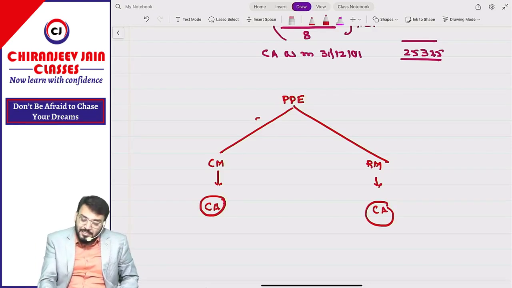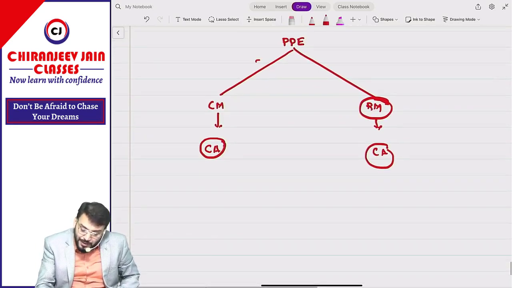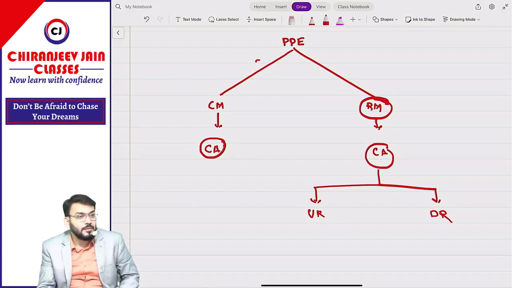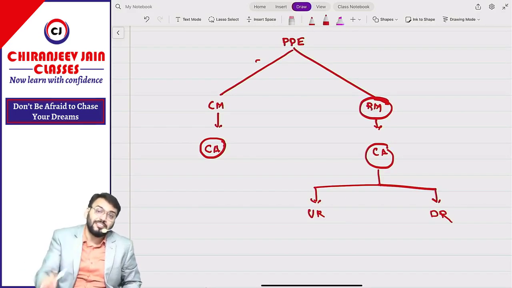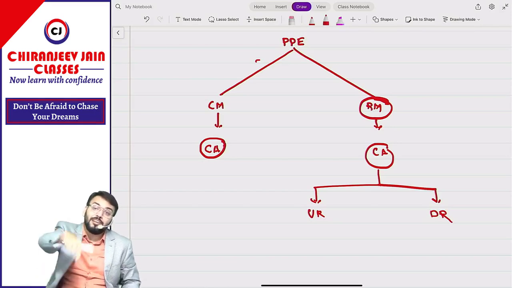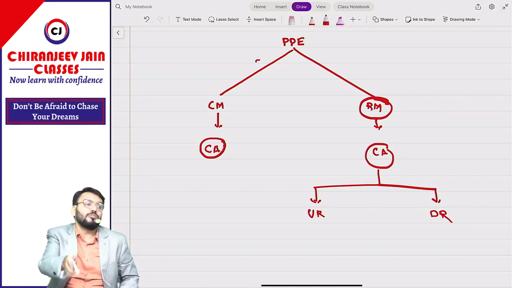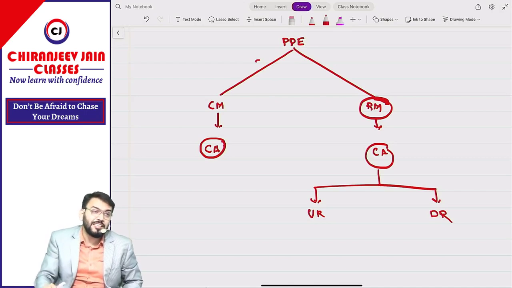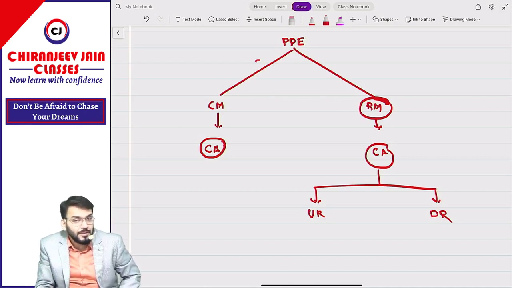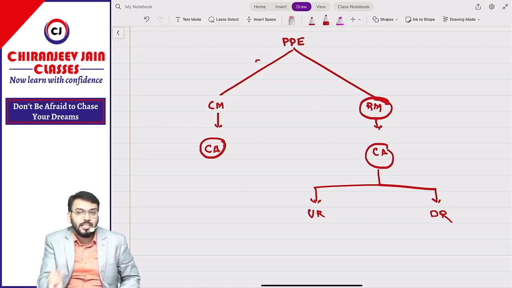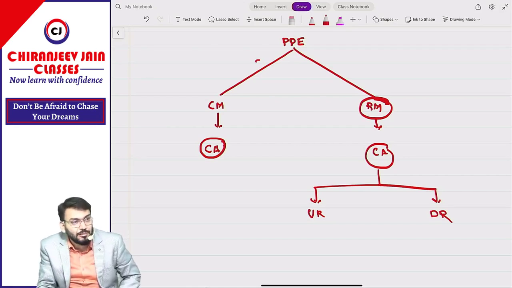Understood? But when you are doing revaluation, we have already done upward revaluation and downward revaluation. Now downward revaluation means reduction in the value of the asset, and impairment also means reduction in the value of the asset. Now the question is that if an asset is already revalued, whether it requires impairment testing. Have you understood the question?